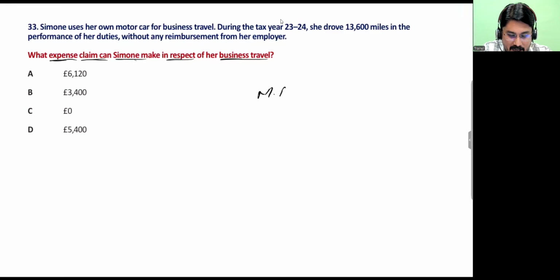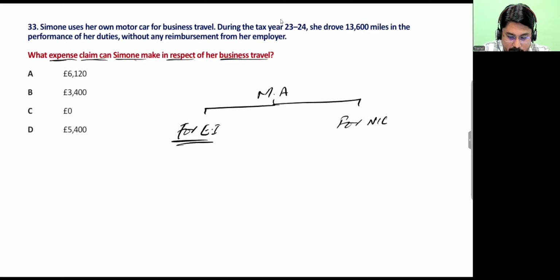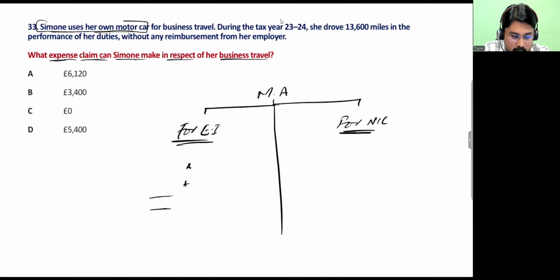Mileage allowance calculations are different for employment income purposes and different for NIC purposes. Mileage allowance for employment income purposes is calculated based on the first 10,000 miles and excess miles. In this question, S uses her own car.